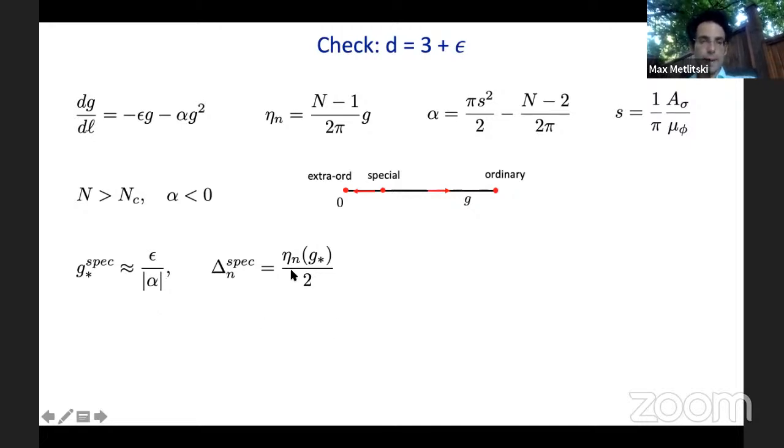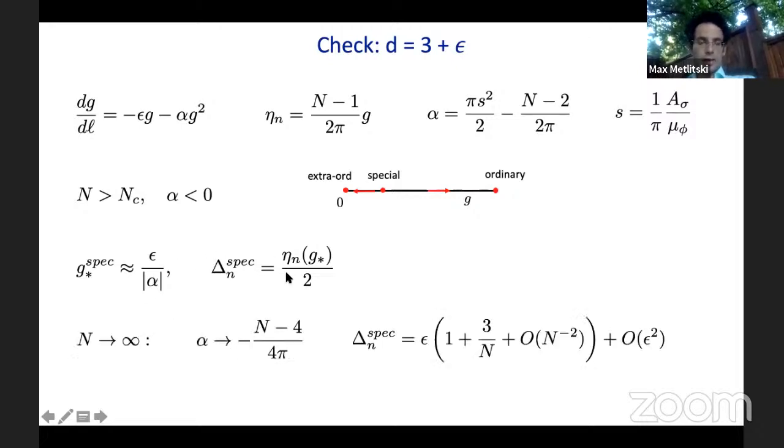So this is assuming that n is greater than nc and alpha is negative. Then when epsilon is small, this is a small number, so the scaling dimension is also small. Because we know alpha in the large n limit, we can calculate the scaling dimension at the special fixed point in 3 plus epsilon dimensions in the large n limit. This is what you get.